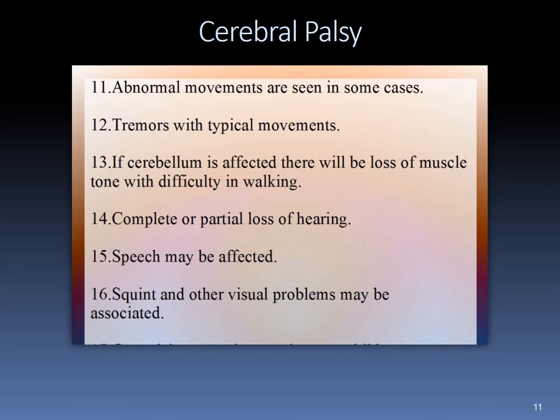If the cerebellum is affected, there will be a loss of muscle tone with difficulty in walking, complete or partial loss of hearing. Speech may be affected, and there may be a squint, and other visual problems may be associated. Also, convulsions may be seen in some children.